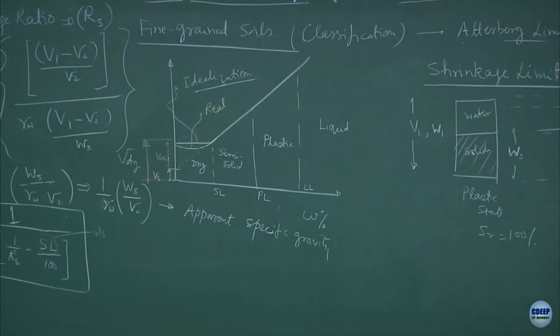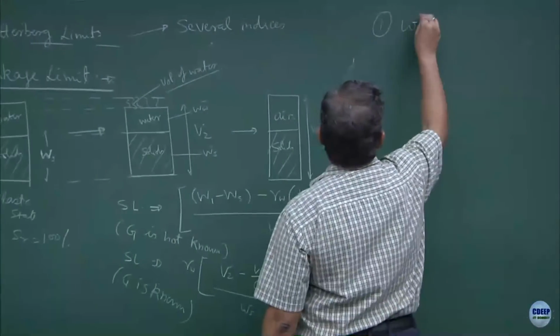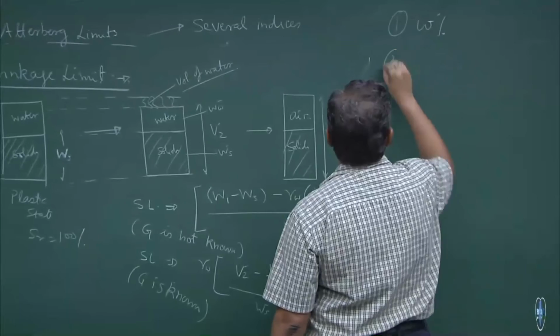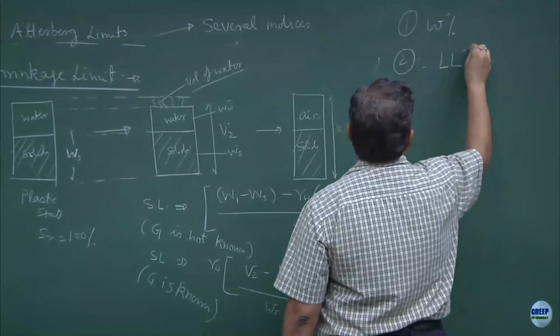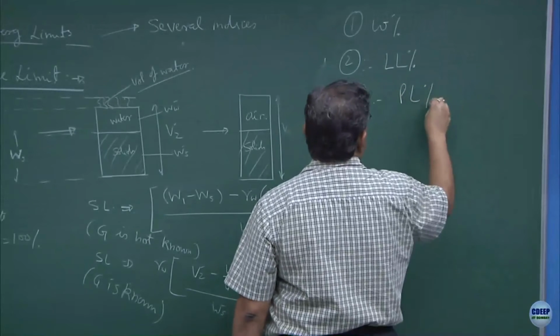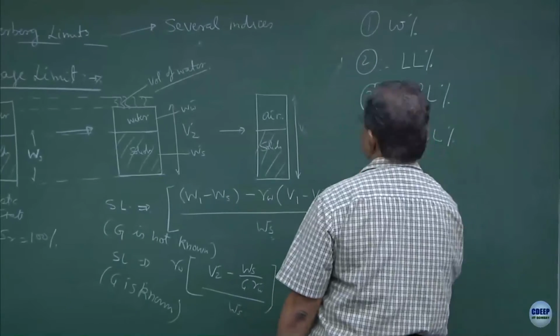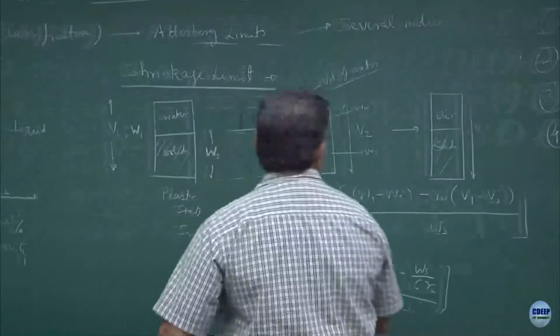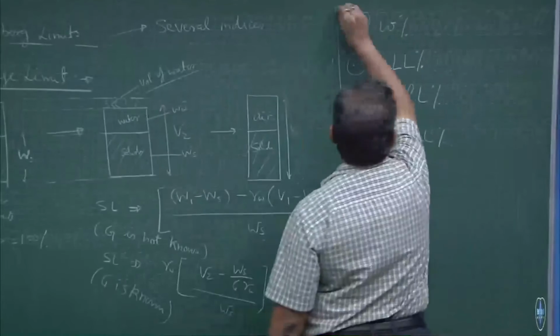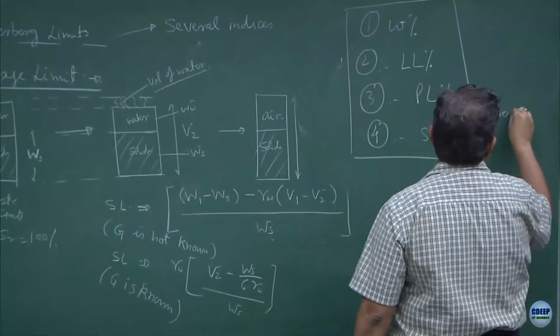What you should learn in the laboratory is how to determine the moisture content, number 1. The first exercise you should do is compute moisture content by oven method. Number 2, liquid limit of the soil. Number 3, plastic limit of the soil. Number 4, shrinkage limit of the soil. And when you are doing this, you will come across the method which is also known as the mercury displacement method.